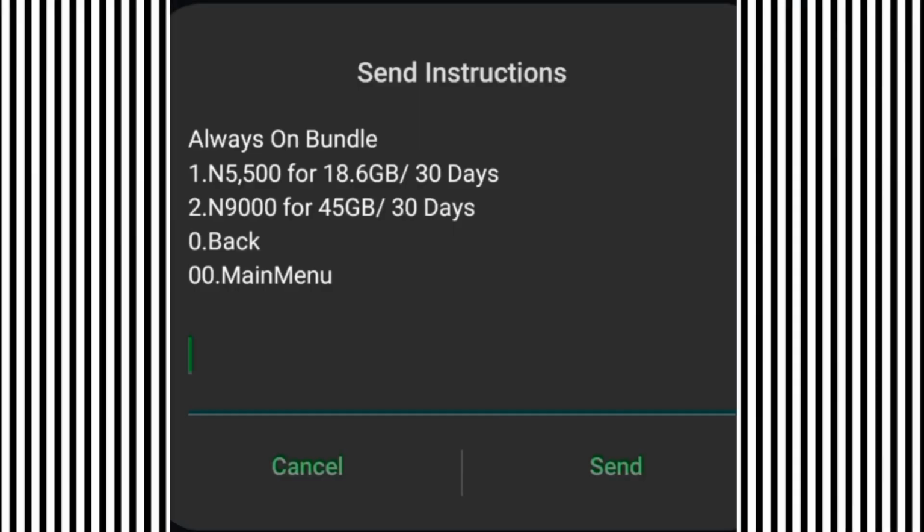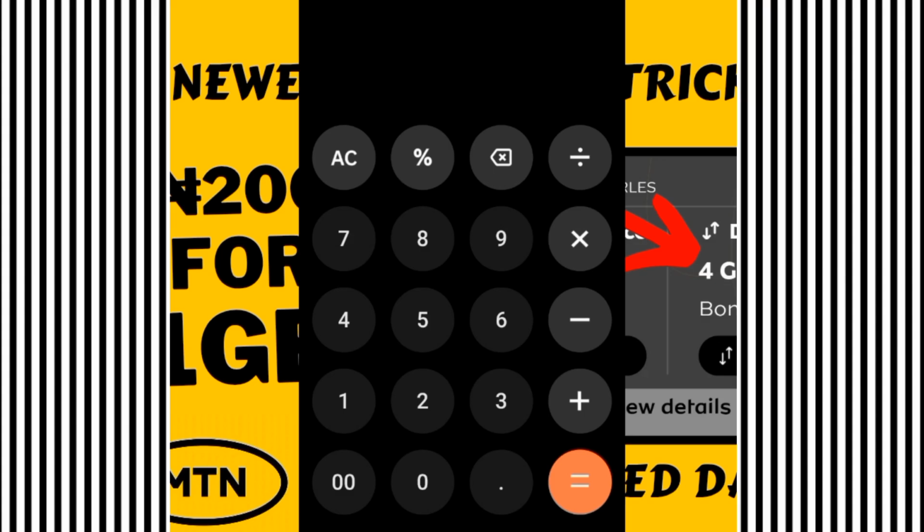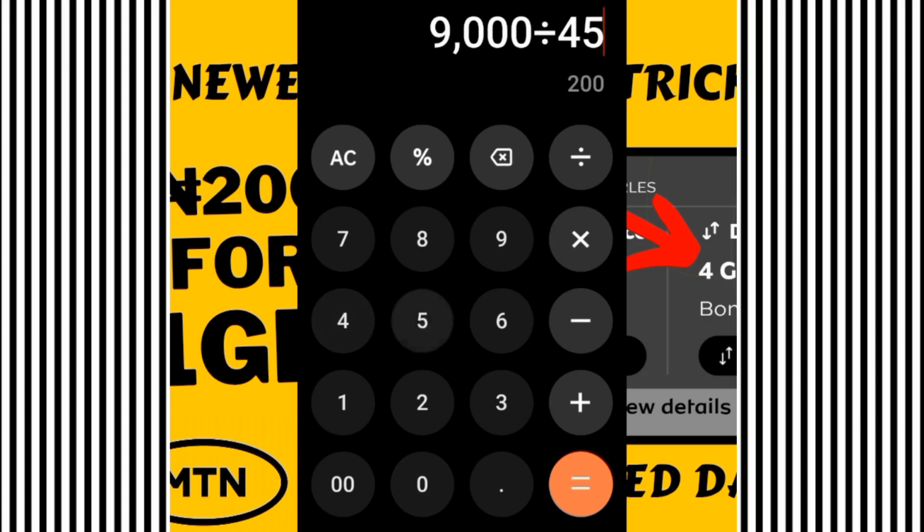Let's go and do the calculation. Once I go to my calculator, we check 9,000 naira divided by 45. Can you see? It means for 1 gig you are getting it for 200 naira. So instead of you paying 800 naira to get 1 gig on MTN, why not go for this plan? This will save you a lot of money.